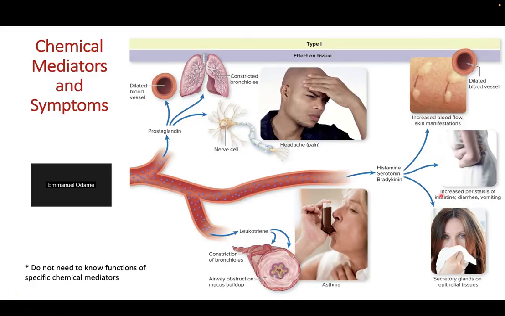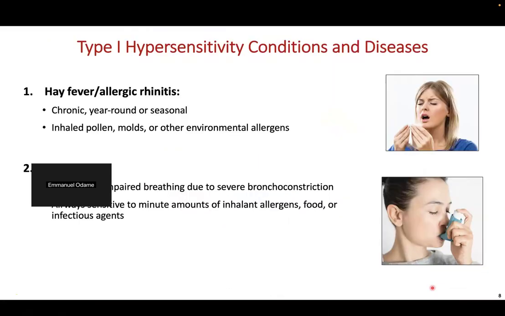Sometimes some people will have bad stomach peristalsis, resulting in diarrhea or vomiting, and sometimes it can also lead to the secretion of glands in your epithelial tissue, where you blow your nose a lot. And you do not need to know the specific chemical mediators, just know what it does.